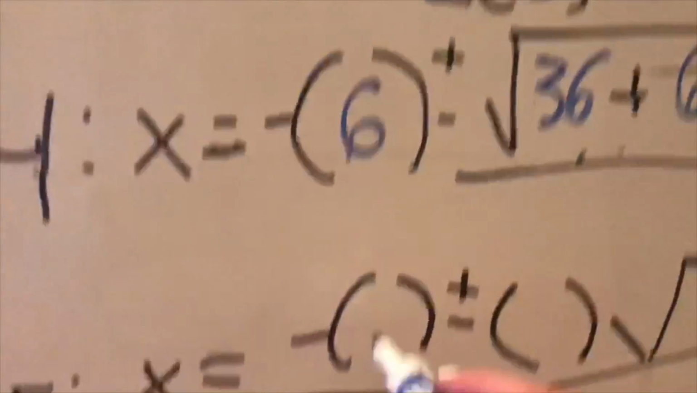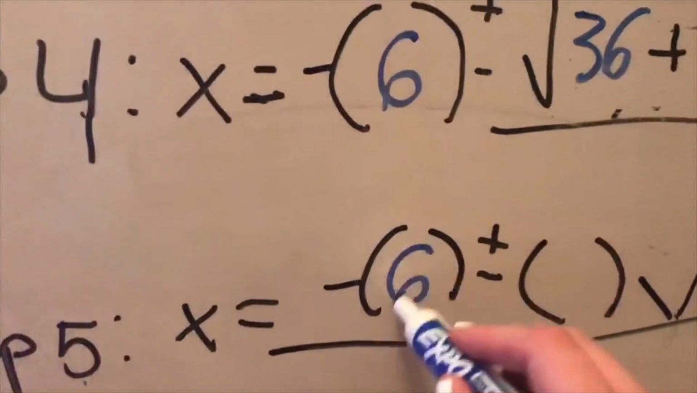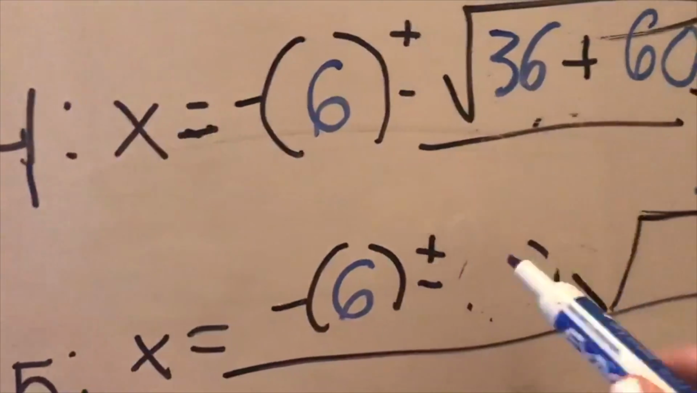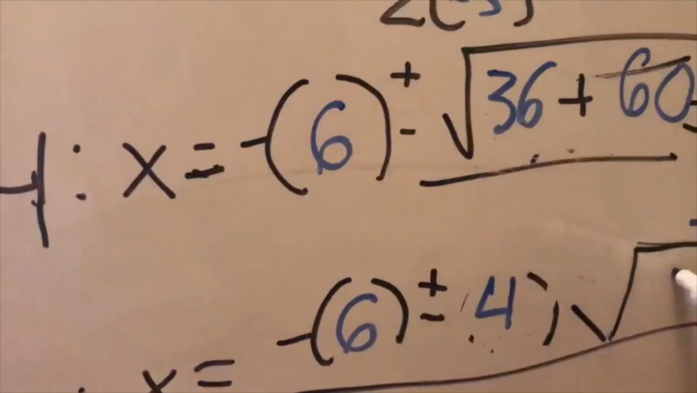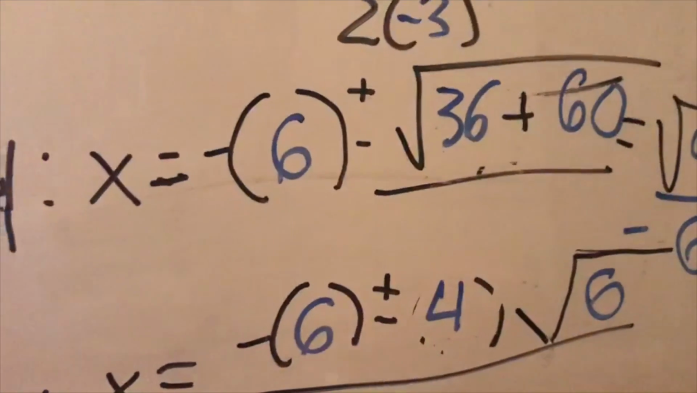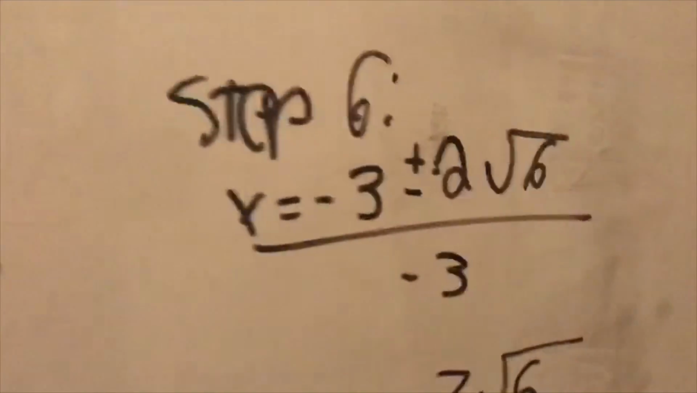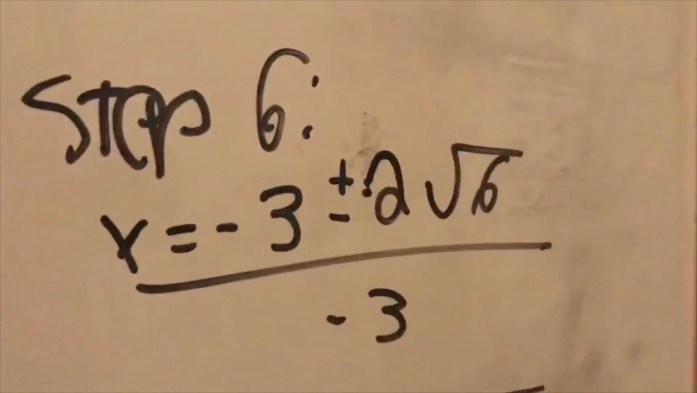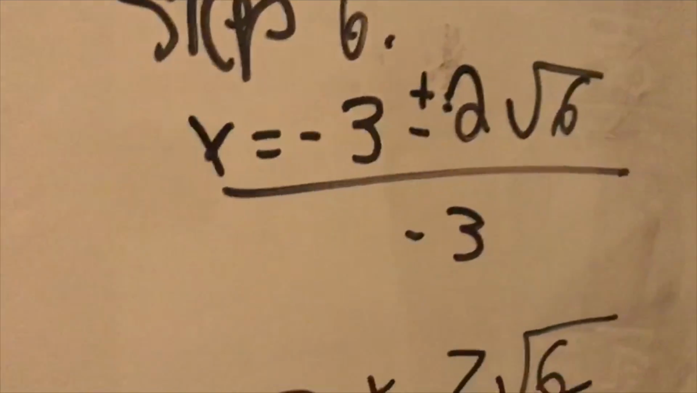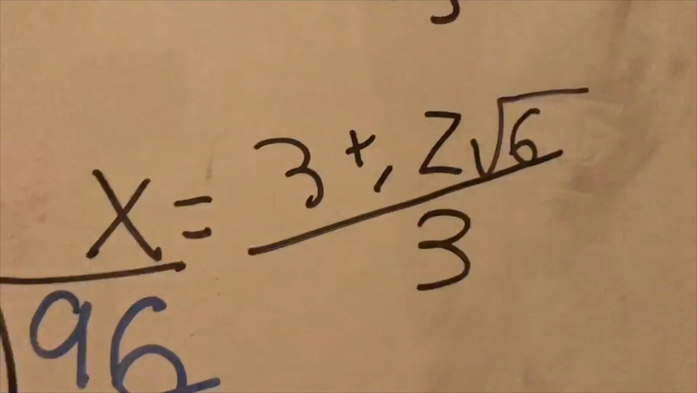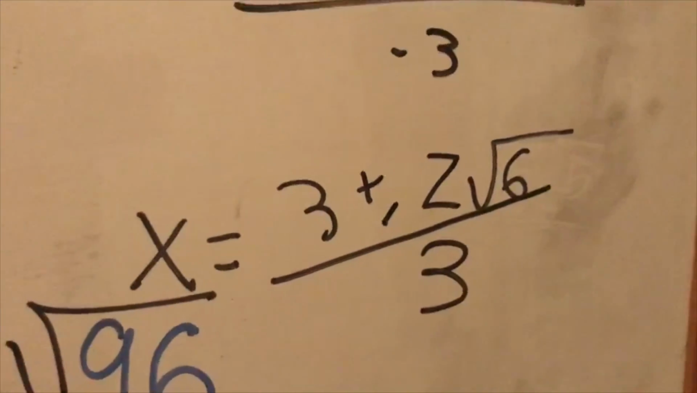So then you bring it down here again for step 5 and you do negative 6 plus or minus the square root of 96 over negative 6, which ends up giving you x equals negative 3 plus or minus 2 square root of 6 over negative 3, because then you simplify 4 square root of 6, or x equals 3 plus or minus 2 square root of 6 over 3.